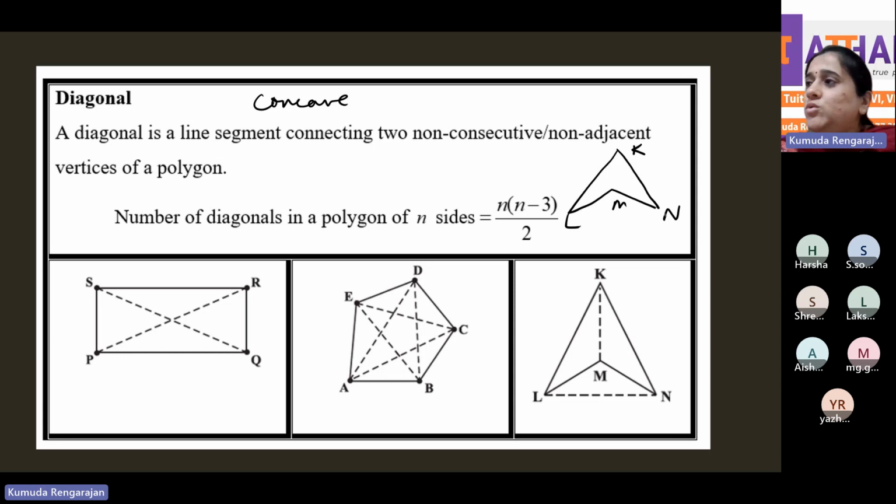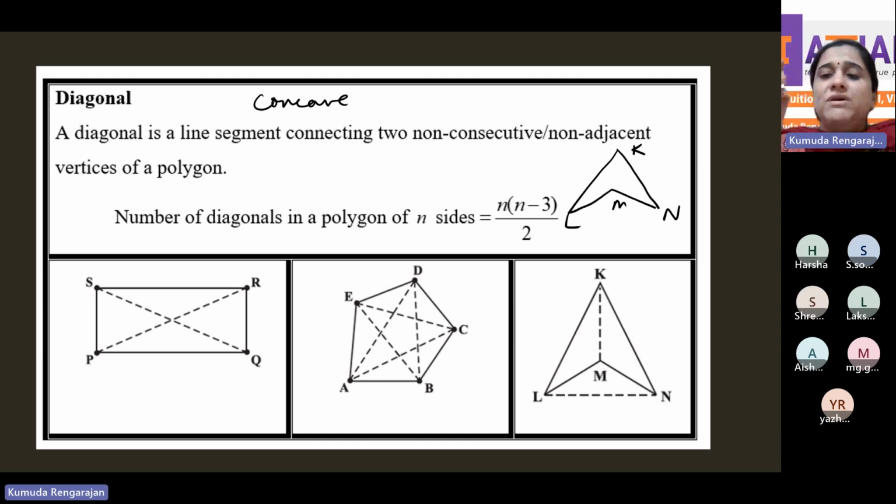And how do you draw the diagonals? You join two non-consecutive vertices. You won't join the next one. When you join consecutive vertices, it's a side. If you join A to B, B to C, C to D, then they are the sides of the polygon.